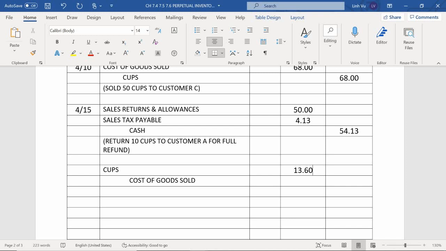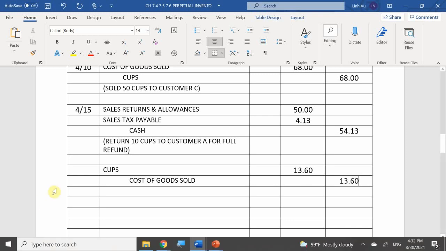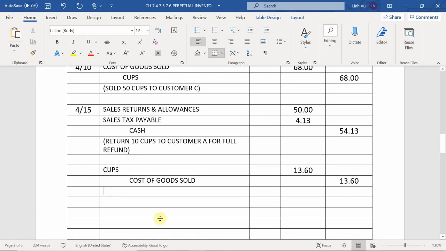$13.60. Good. All right. And then you can even put a note here that you don't have to say customer A returned it. You could just say that returned 10 cups. Okay. Straightforward.